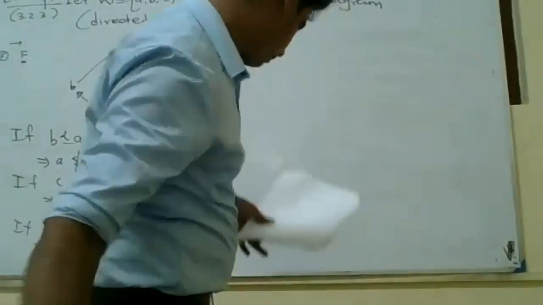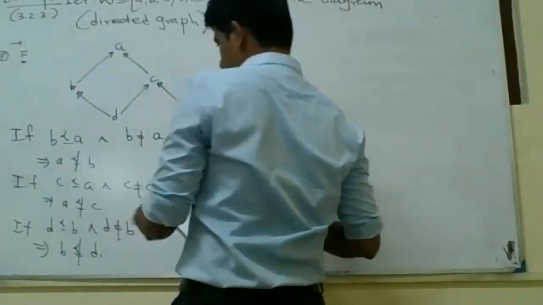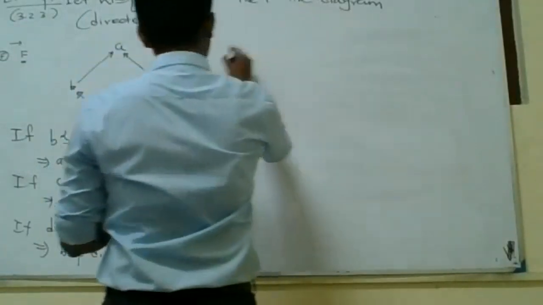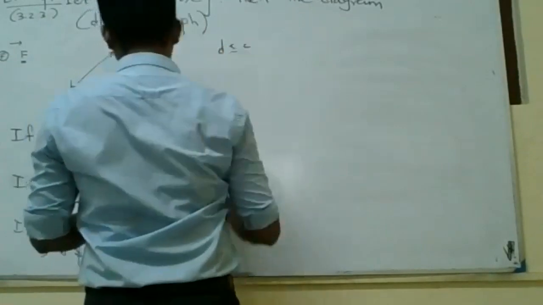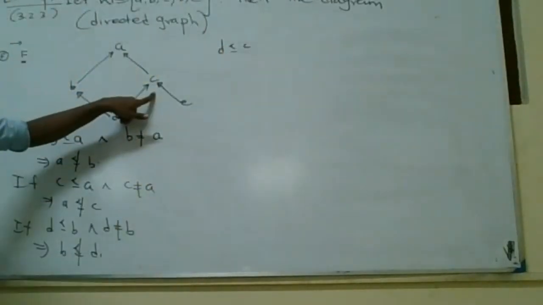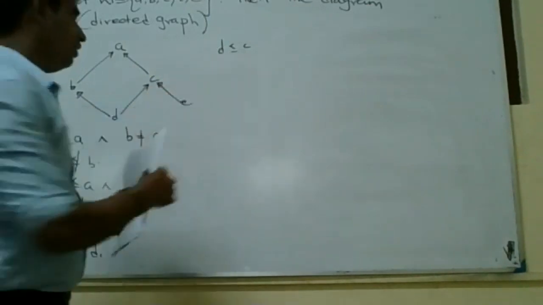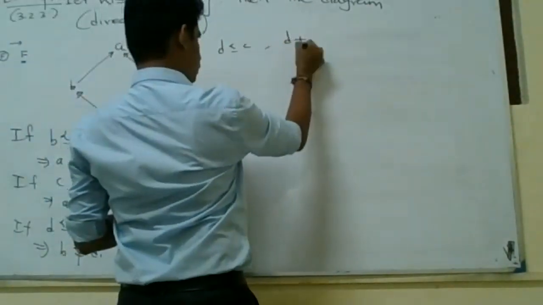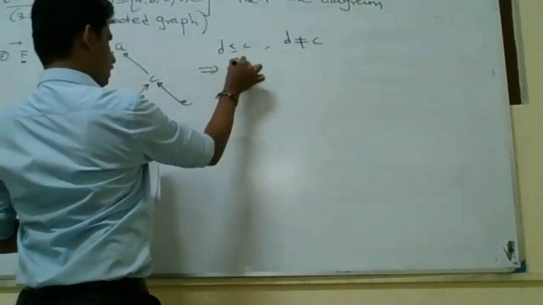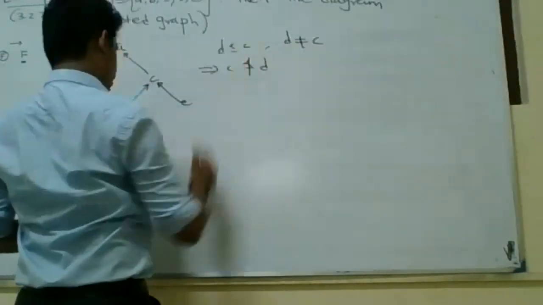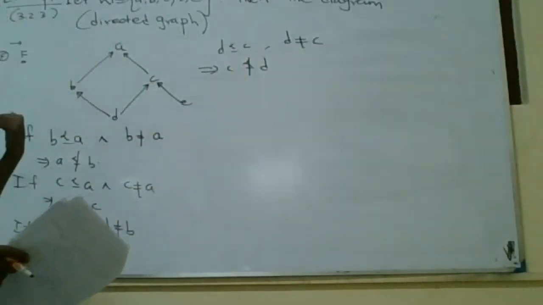Now let me check B. Okay, BC. Here B to C. D precedes C, okay. And suppose we take B not equal to C, then C does not precede B. Okay, C does not precede B. There's no way.